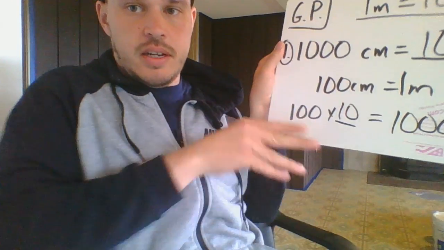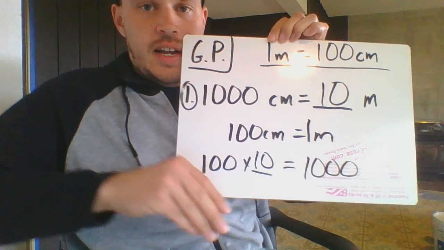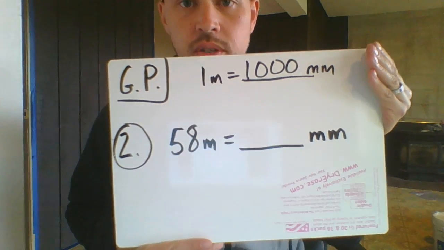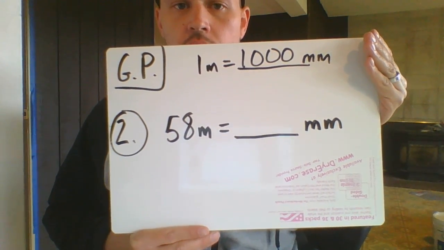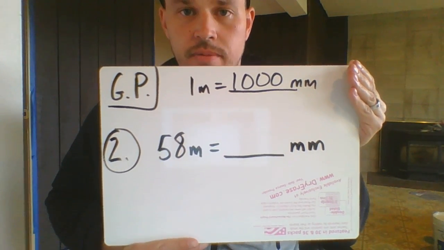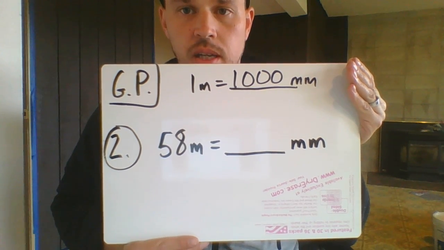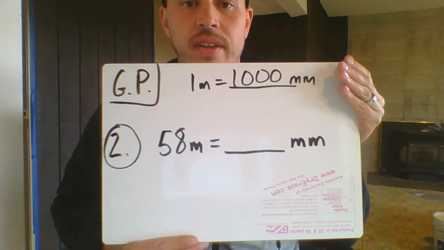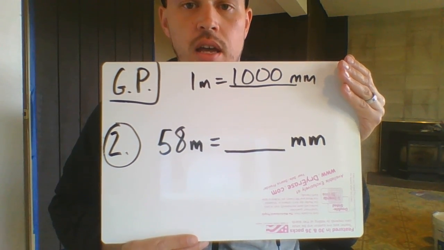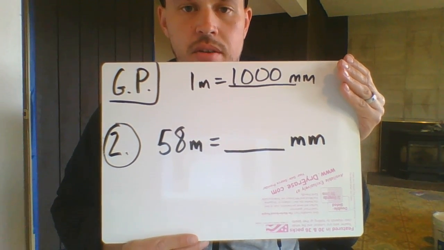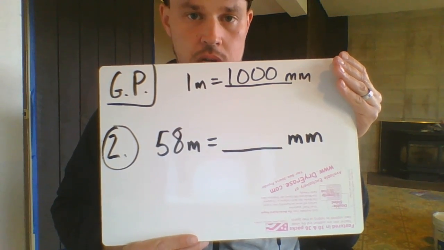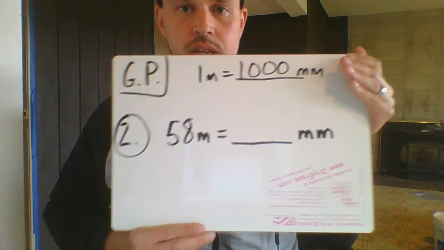Okay, I'm going to pause here for a minute and write down number 2. Okay, so this is number 2 of guided practice. On the notes that you wrote down on the first page, you're going to know that 1 meter equals 1,000 millimeters. Now, number 2 asks you, if you had 58 meters, how many millimeters is that going to be? Now, a meter's the metric version of a yard. It's just a little bit longer. So we're going to think 58 meters equals how many millimeters?